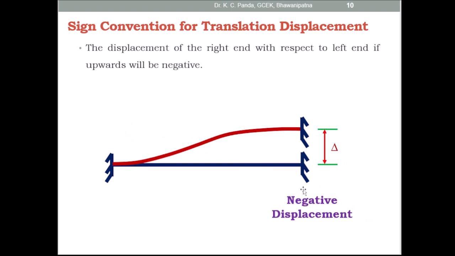And in this figure, the displacement of the right hand with respect to the left hand, if in the upward direction, will be considered negative displacement. So these are the sign conventions used for the moment, rotational displacement and translational displacement.